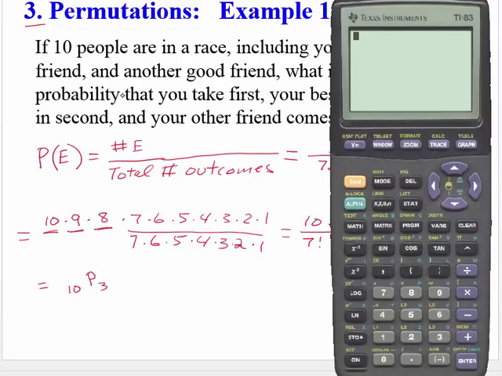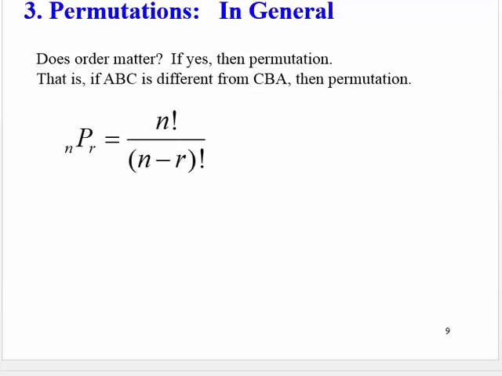So let's bring our calculator into it. Let's find out how to calculate 10P3. So we type in 10, then we go to math, and then probability, and we have nPr, so we scroll down, hit enter. So 10, and then we put 3 here, we hit enter, and we get 720.